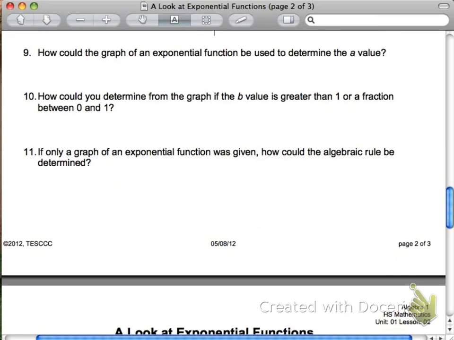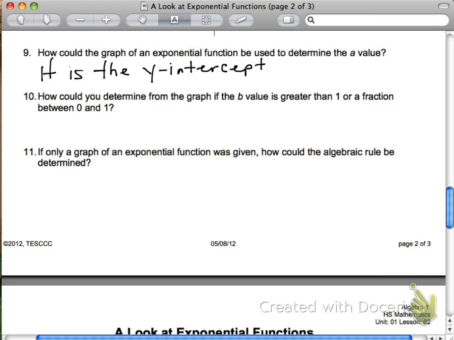Let's look at number 9. How could the graph of the exponential function be used to determine the A value? We've talked about that several times. How can I look at my graph and find the A value? When x is 0, right? Yes, but on a graph, it is the y-intercept. So A is the y-intercept.